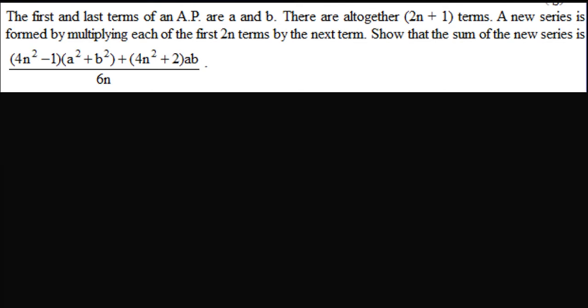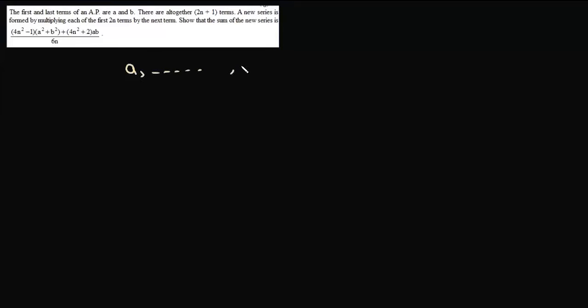Now here the question is: the first and last term of an AP are a and b. So we have an AP whose first term is a and last term is b, and there are altogether 2n plus 1 terms. A new series is formed by multiplying each of the first 2n elements by the next term. Show that the sum of the new series is this value. Now we know that b is the (2n plus 1)th term. This b will be a plus 2n into d. So the common difference of this AP will be (b minus a) upon 2n, and that's our first result.